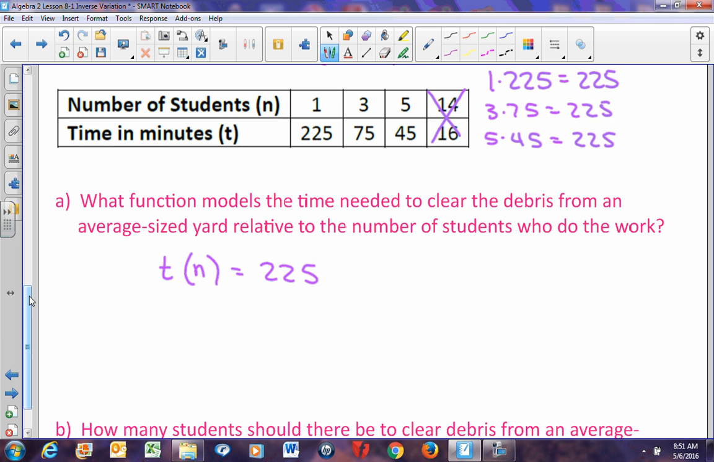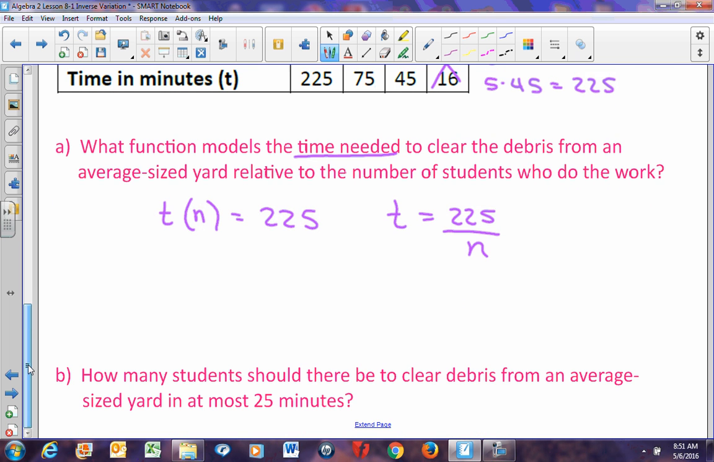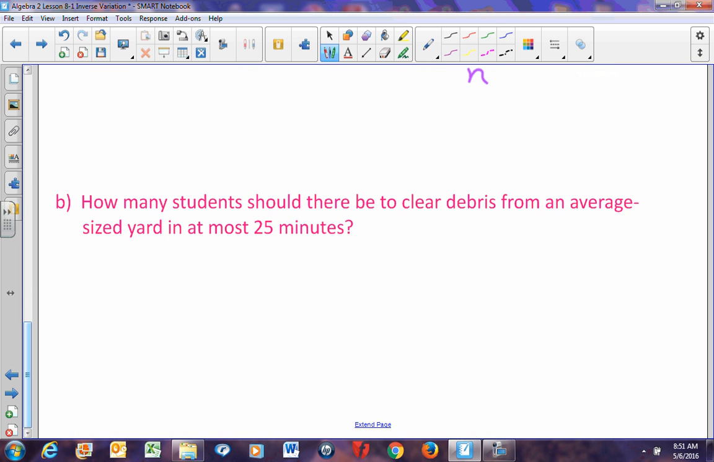Okay, so what function models the time needed to clear debris from an average size yard relative to the number of students who work? So we're going to write it for time, because it wants the function for time needed. This is the general form. We're going to solve this for t, so t is going to equal 225 divided by n. That's the form they asked us to write it in, because they want us to model the time needed based on the number of students, so t equals 225 over n.